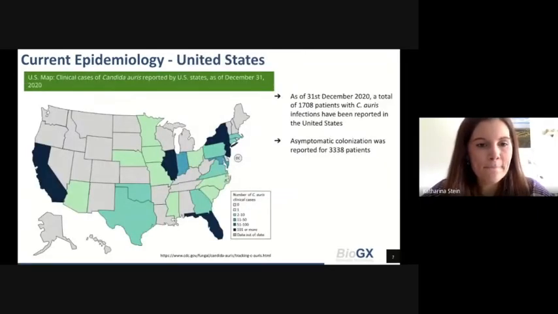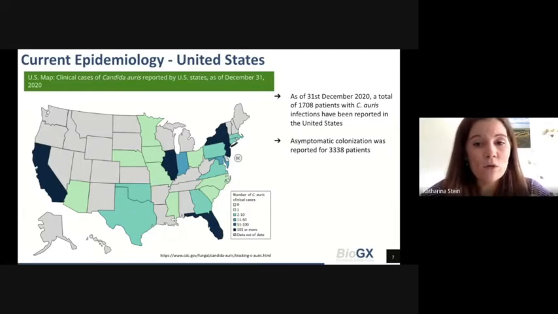And then this data shows the current picture in the United States. So it's from December 2020, also from the CDC. And at this time, there were nearly 2,000 Candida auris infections that were reported in the US alone. And asymptomatic colonization was found in over 3,000 patients.